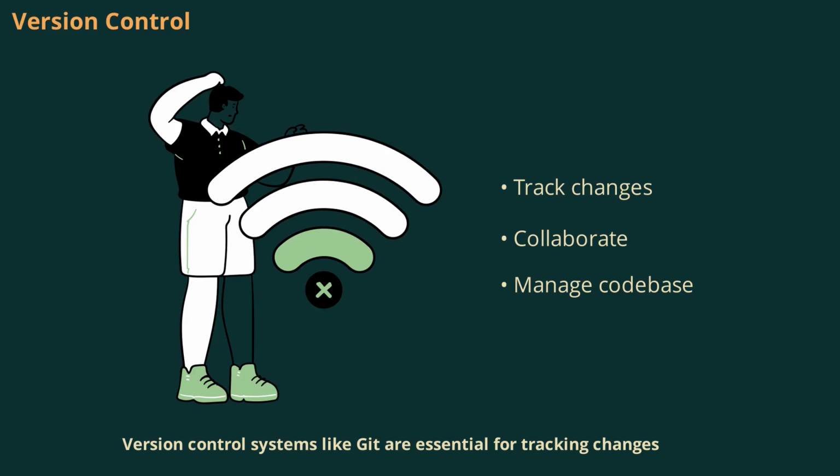Version control systems like Git are essential for tracking changes, collaborating with others, and managing your codebase. Learning how to use Git effectively will make you a more productive and reliable backend developer.